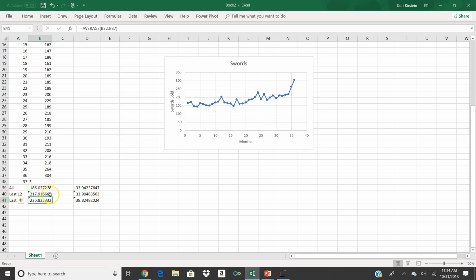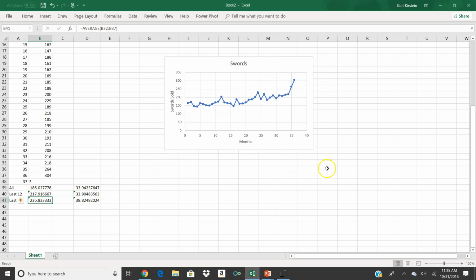The last 12 months seems to be a better fit because 68% of the data points will fall within 33.90 of 217. That fits in most cases, except for these two that are way up here. It actually fits for this one, but doesn't fit for the last one. And with the last 6 months, again, I think we're being pulled off a little bit because of the anomaly. All right, let me get back to what I was talking about earlier, and that is seasonality.